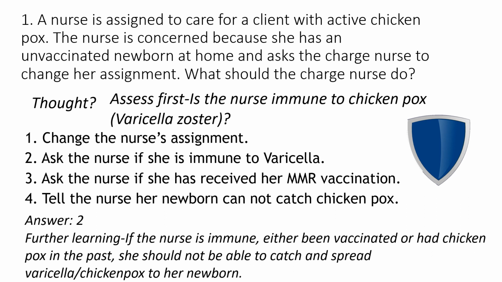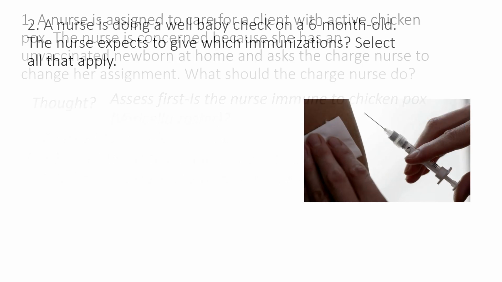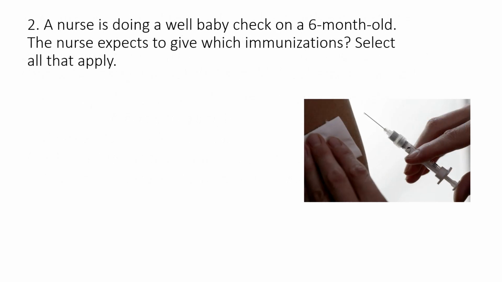Except for the COVID vaccine, the vaccines in the immunization schedule protect against infection. The chances of getting that infection are slim to none. And so in this case, if the nurse is immune, we wouldn't have to change her assignment. If the nurse wasn't immune, she shouldn't really have that patient anyway. You shouldn't give the chickenpox patient to a nurse that doesn't have immunity.